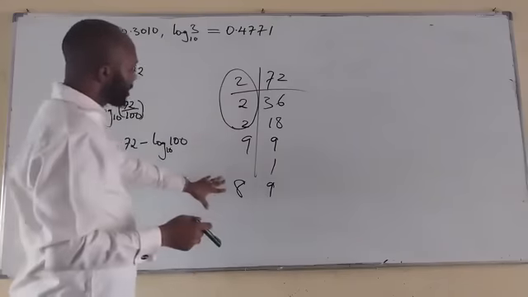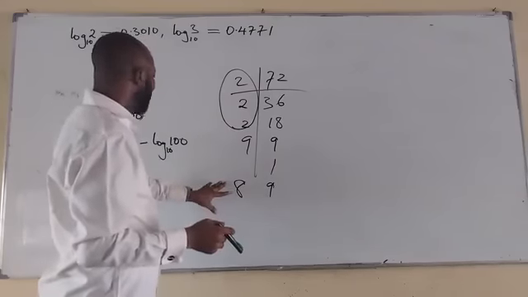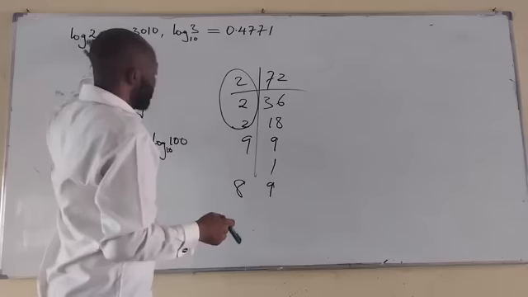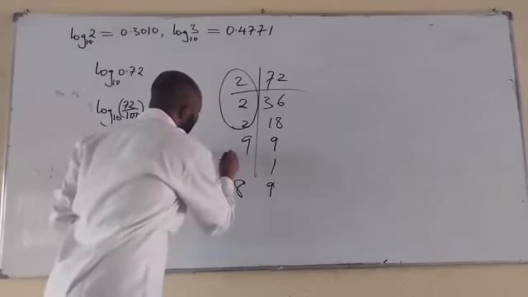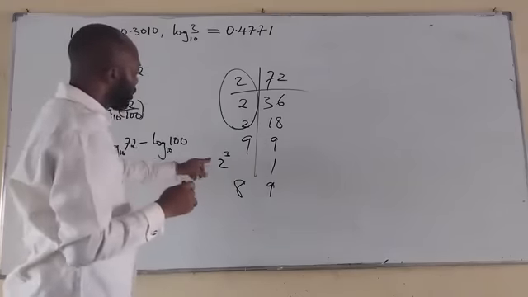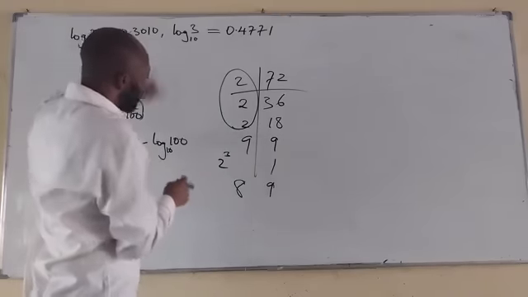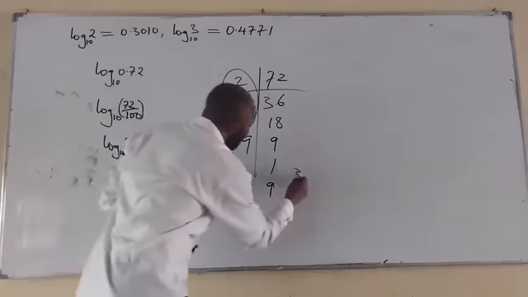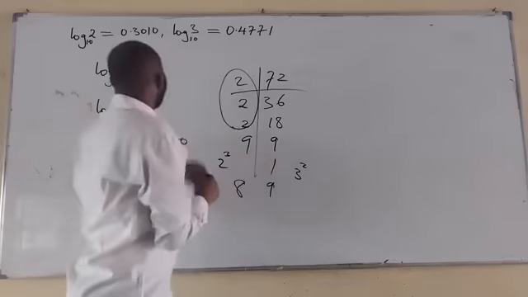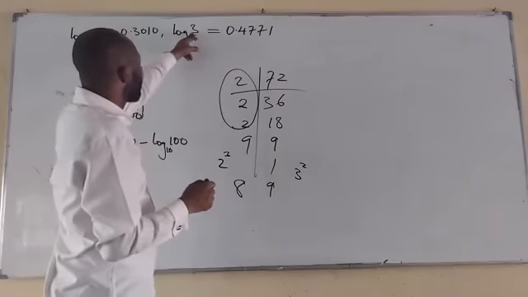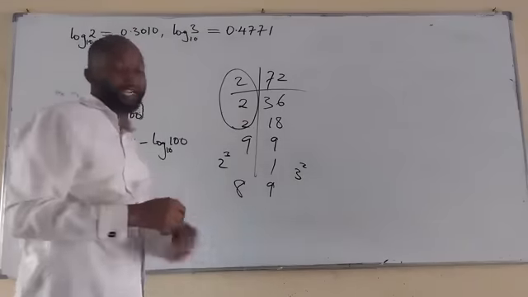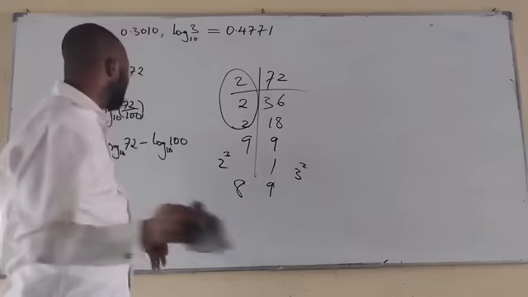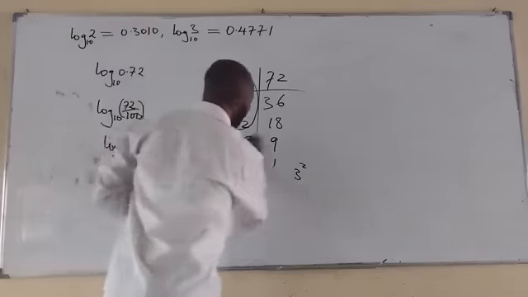how can I break this into what will give me 2? 8 is the same thing as 2 raised to the power 3. So I have 2 here, so I can take that. 9 is the same thing as 3 raised to the power 2. I have 3 here, so I can use that. So I can use 8 and 9 in this sense to substitute. Let's see how that works.